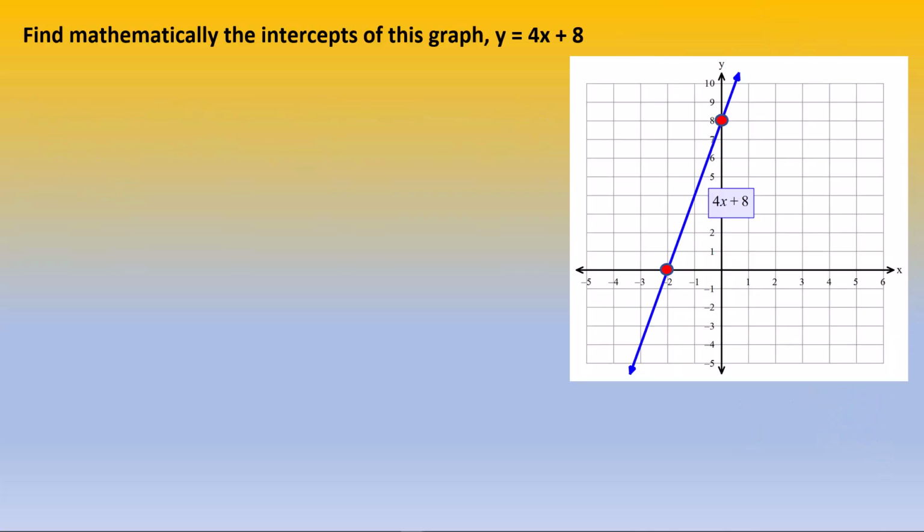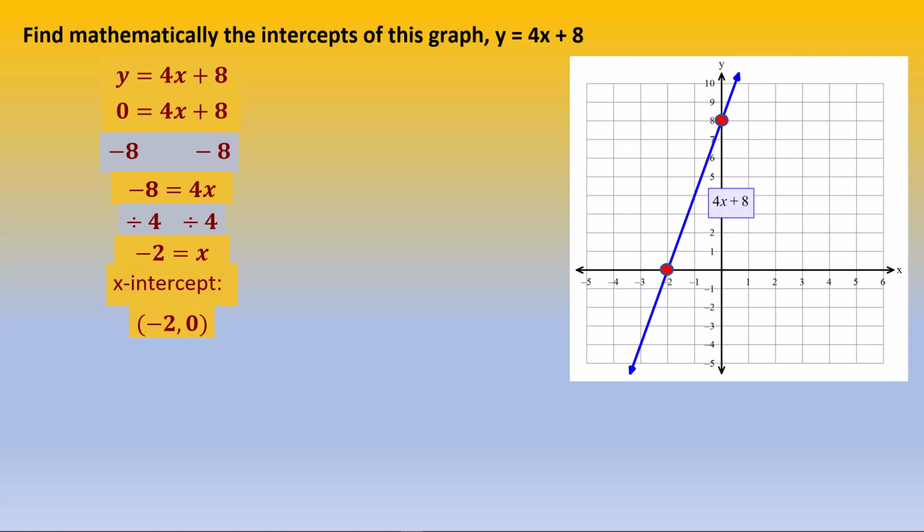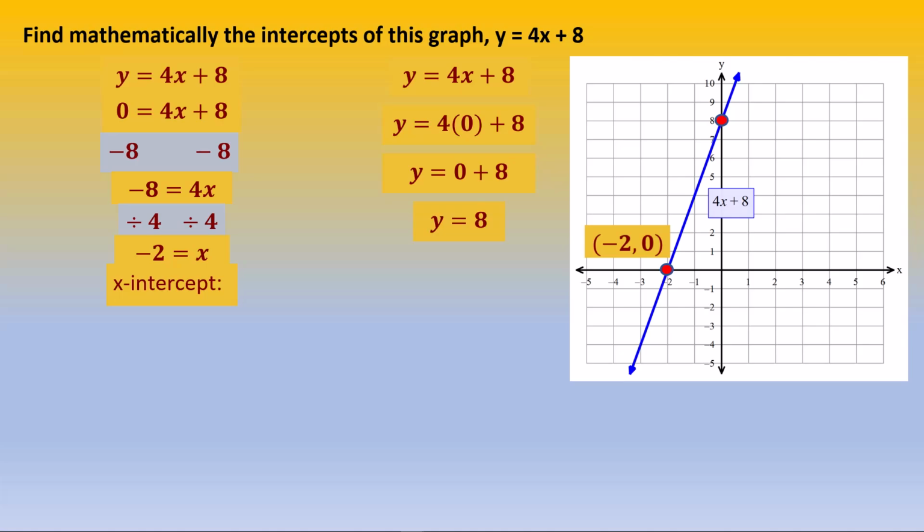Find mathematically the intercepts of this graph, y equals 4x plus 8. We substitute 0 in place of y, we work through the equation, and we get x is equal to -2. And you can see that -2, 0 is indeed the x-intercept. We replace x with 0, and we work through and solve for y, and the y-intercept is 0, 8. Now, you already know how to identify the y-intercept by simply looking at the b value of slope-intercept form.